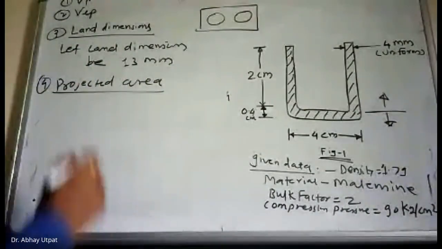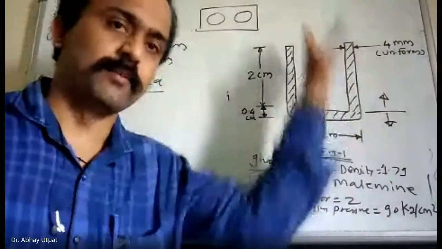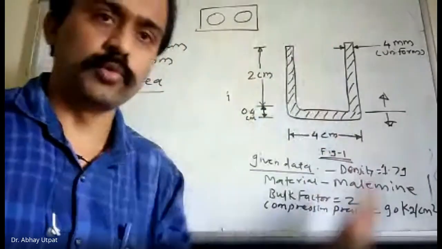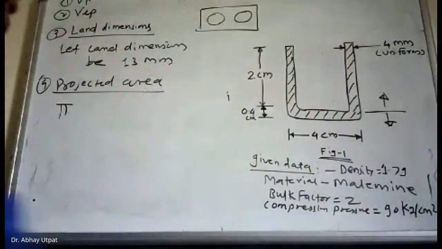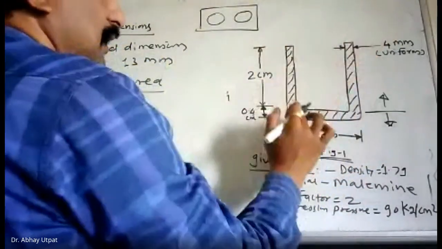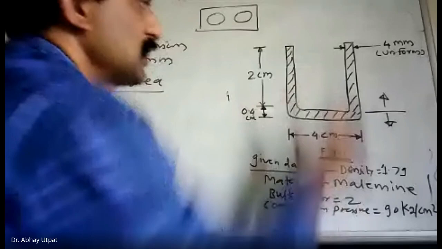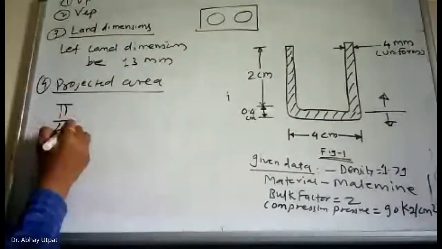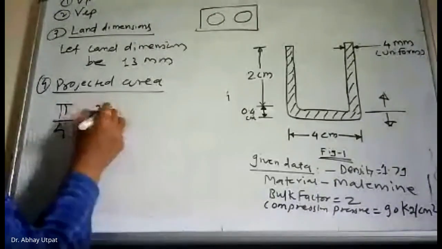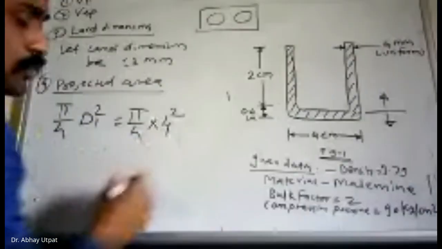So pi by 4 d square, projected area is perpendicular to, or parallel to, the movement of the component during ejection. So this will be parallel to movement of product during ejection, because ejector pins will be fitted either here or here. I will show the ejector pin location. So when this part moves in this way, then that cross-section area is pi by 4 d1 square, that is equal to pi by 4 into 4 square, is equal to 12.56 centimeter square.